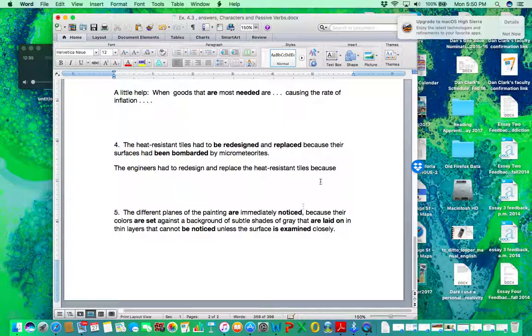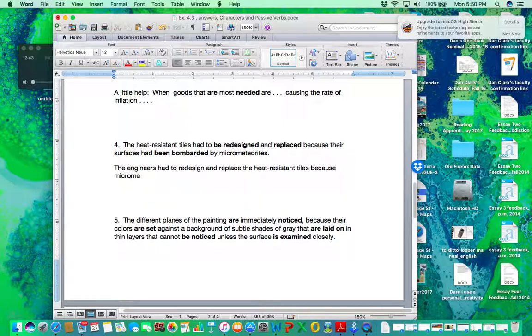Because, and now we're going to move this around. Instead of "surfaces had been bombarded," we're going to say micrometeorites. We're going to move this to the front and say because micrometeorites bombarded, and put it into the active, their surfaces. I think that'll work. The engineers had to redesign and replace the heat-resistant tiles because micrometeorites bombarded their surfaces.